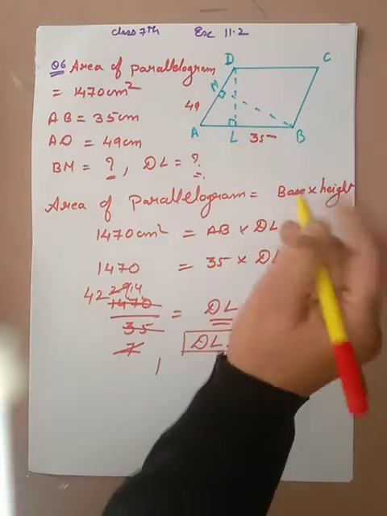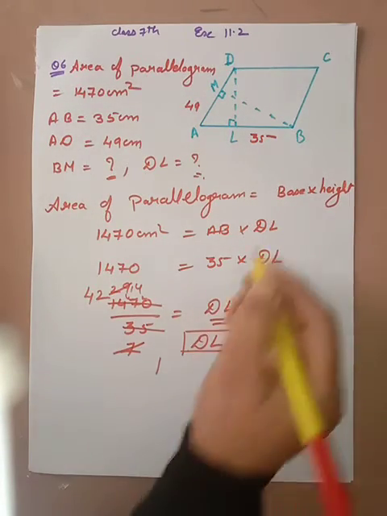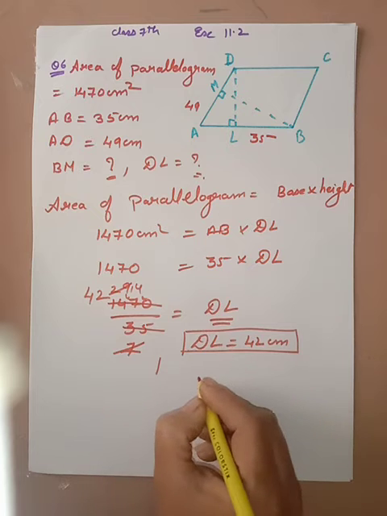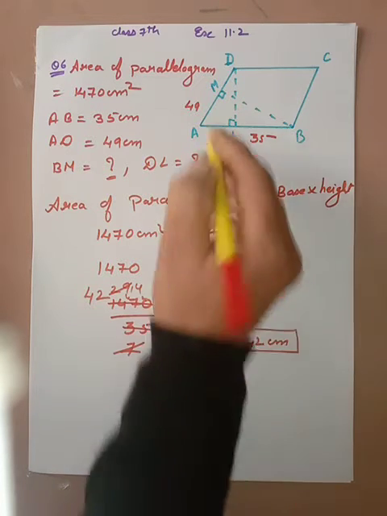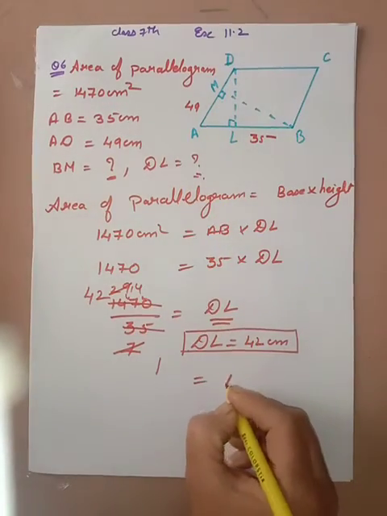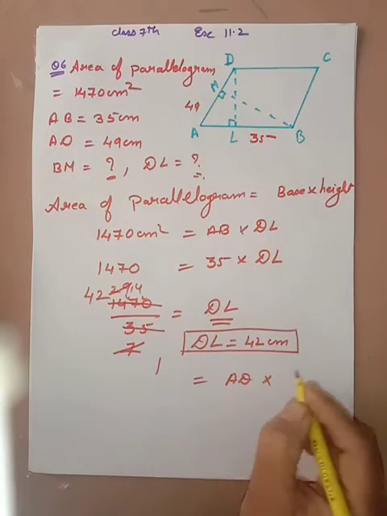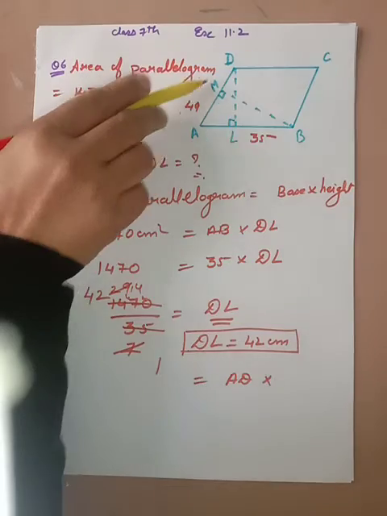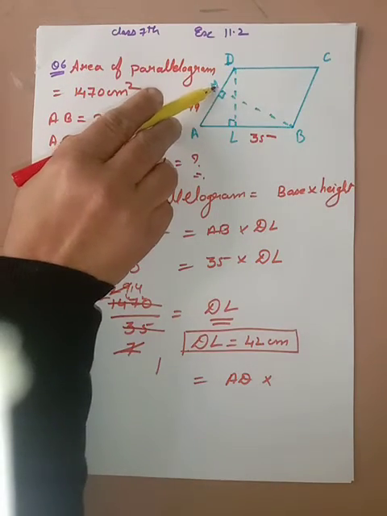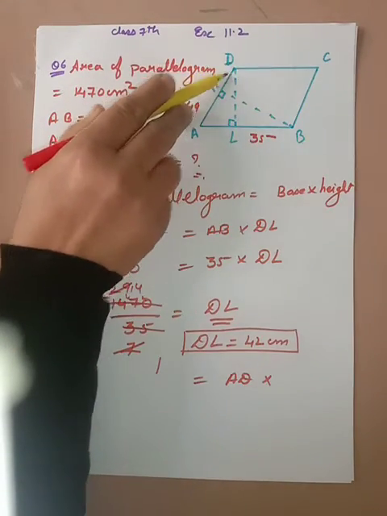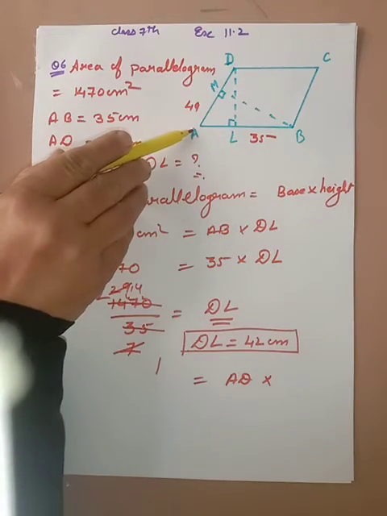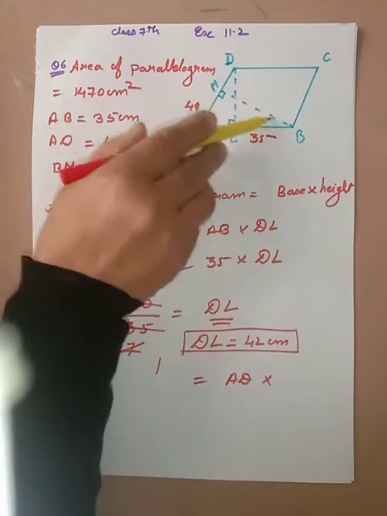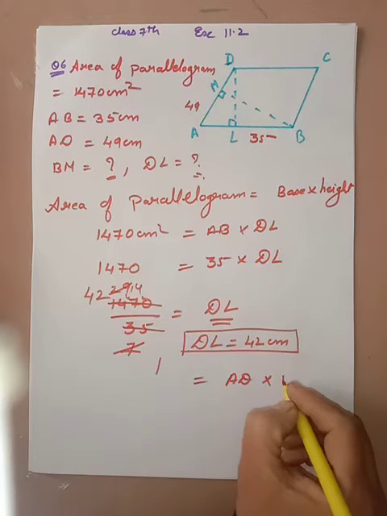Now I will find the other in the same way. This time I will take AD as the base. If AD is taken as the base, then the height will be MB. If base AB was taken, then the height was DL. Now the base is taken AD, so the height is MB.